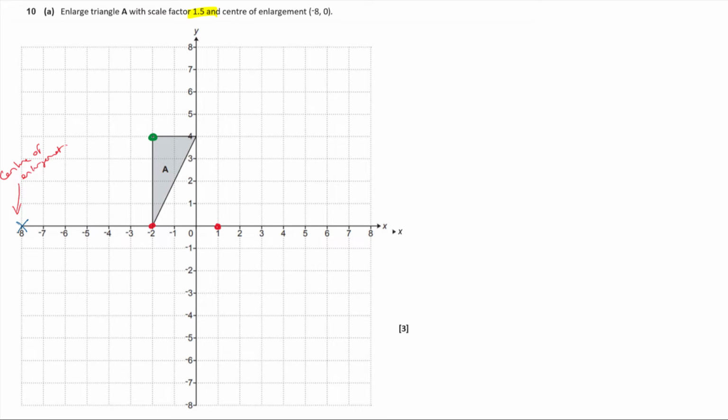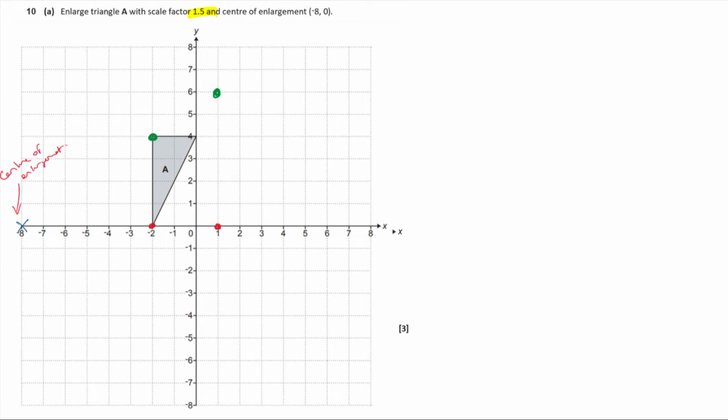How many units away is it? It is 1, 2, 3, 4, 5, 6 along, and 1, 2, 3, 4 up. So 6 along and 4 up, times by 1.5. So rather than having 6 along and 4 up, 6 times 1.5 is 9, so I'm going to go 9 along: 1, 2, 3, 4, 5, 6, 7, 8, 9. And rather than going 4 up, I'm going to do 4 times 1.5, that'd be 6 up: 1, 2, 3, 4, 5, 6. So my point is going to be here. That's the image point of the green dot.